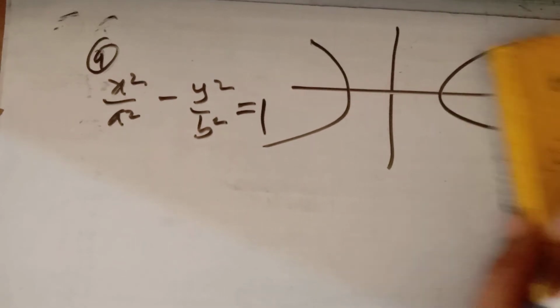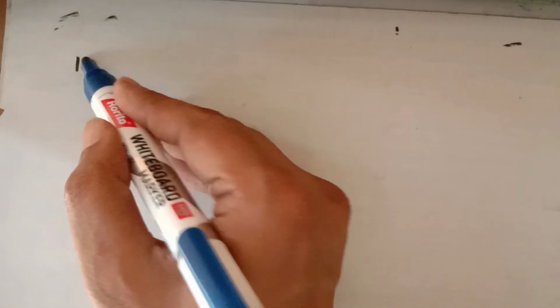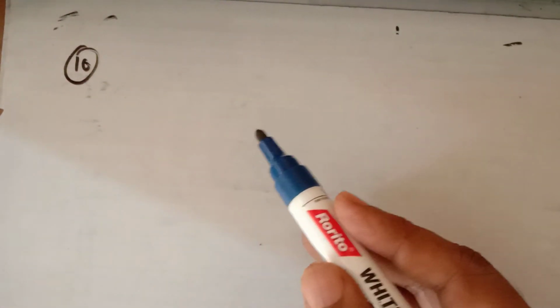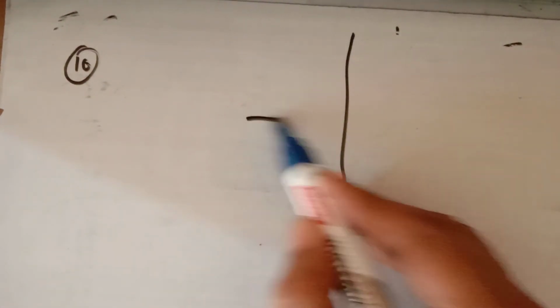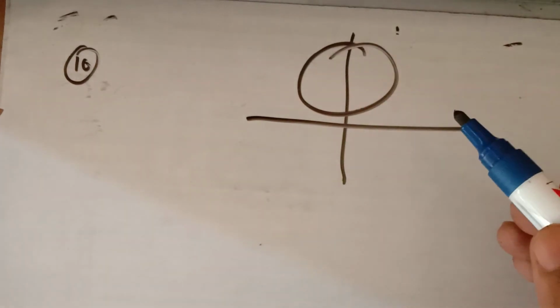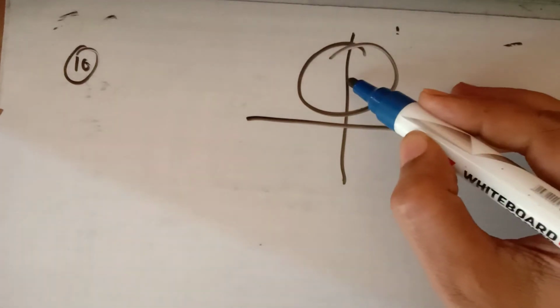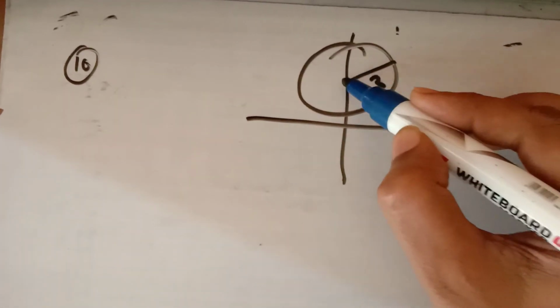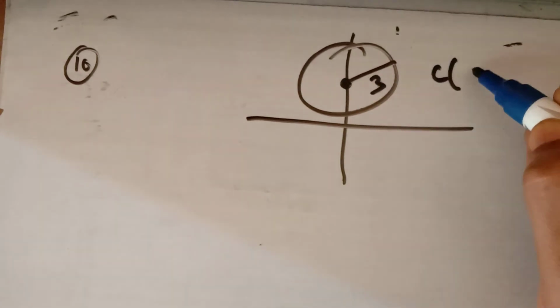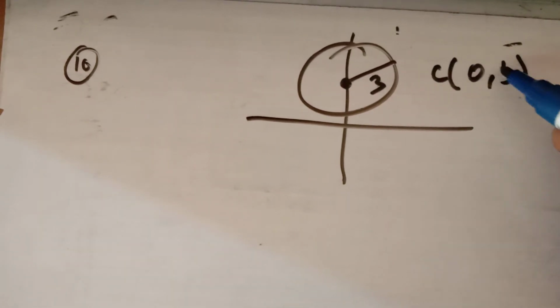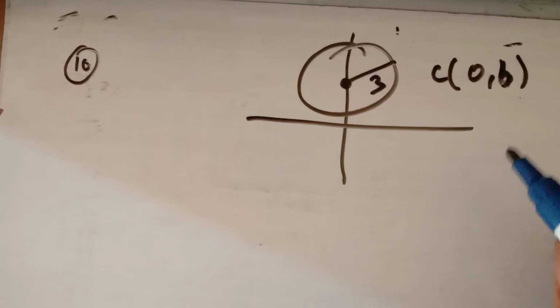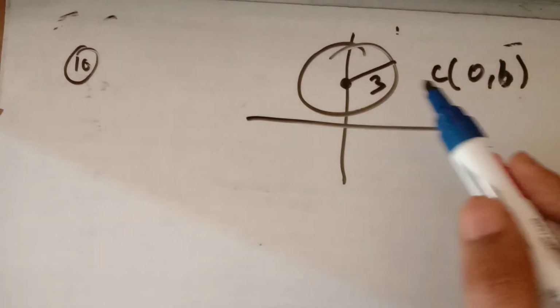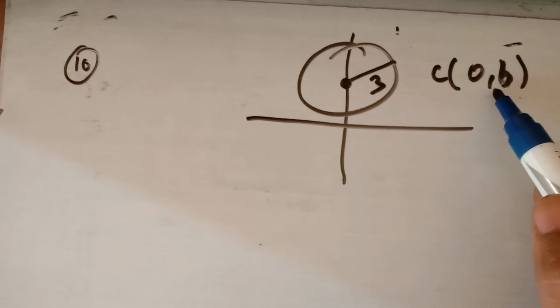नाउ इन क्वेश्चन नंबर 10 वी हैव to form a differential equation of the family of circles with the center at the y-axis and the radius as 3. तो सेंटर अगर y axis पर है तो उसका सेंटर आपका 0b होगा. If the center lies on the y-axis, then its x coordinate will be 0. So let the coordinate of center be 0b.